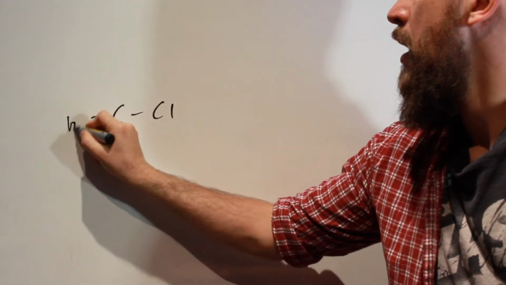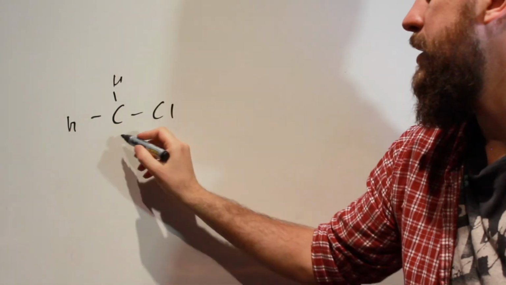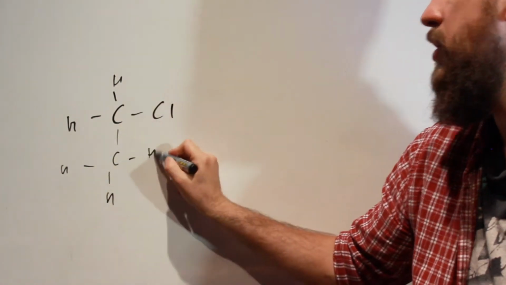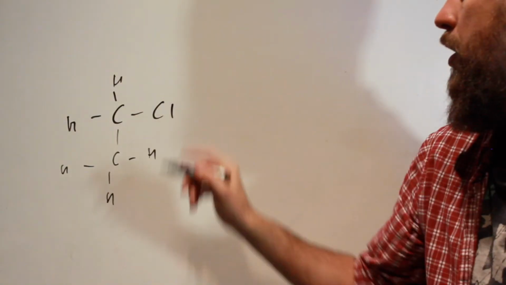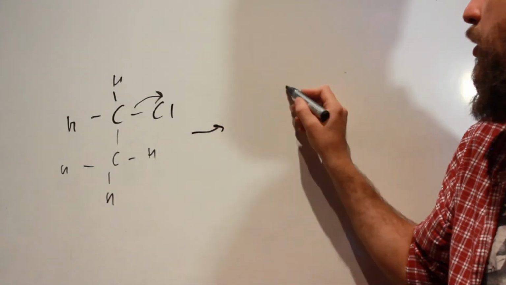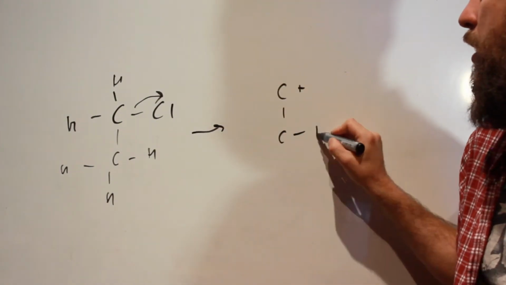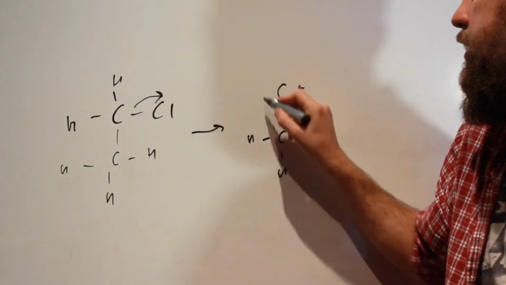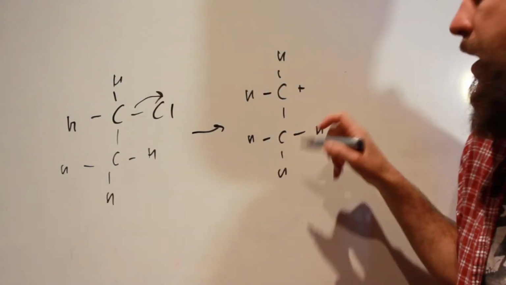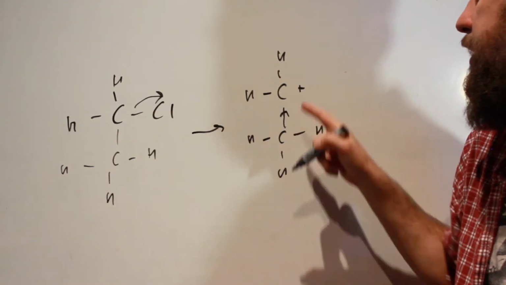Let's say chloroethane, let's do that molecule there. Now, if I were to break this bond and form the carbocation intermediate, what I would end up with is a primary carbocation. We've only got one alkyl group donating electron density into that bond.